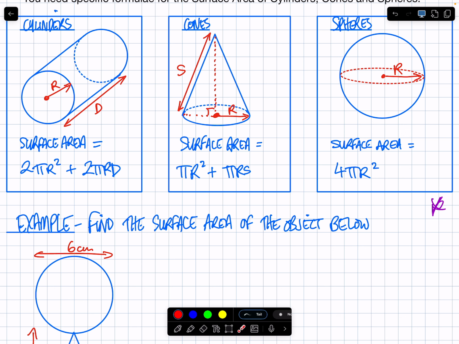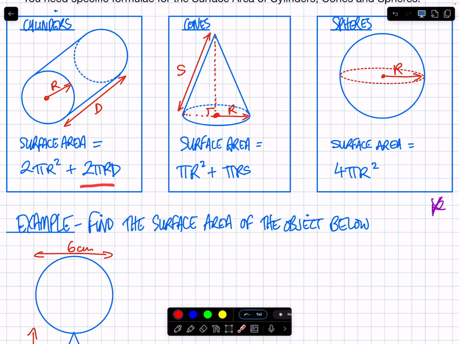So, surface area of a cylinder. Where do these elements come from? Pi r squared is the area of a circle. I'm multiplying it by 2. Can anyone see that there's 2 circles on a cylinder? Either end. That's where that part of the cylinder formula comes from.